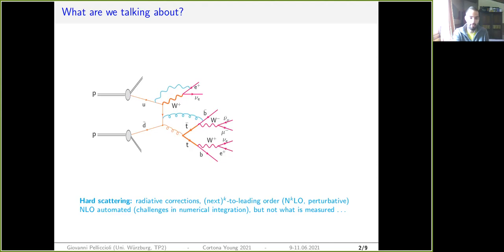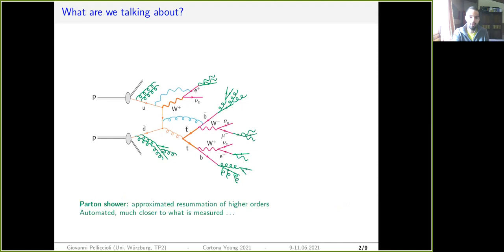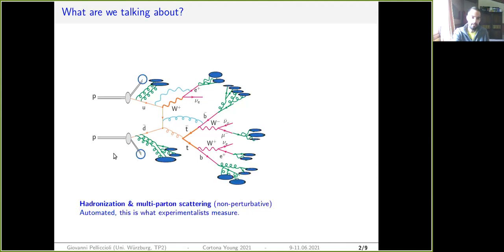In order to be much more realistic, we need to go beyond the perturbative description, and we need somehow to sum a certain class of dominant higher-order contributions via a sort of resummation, which is achieved by the so-called parton shower method. This is also automated. It is an approximation, of course, but gives results which are much closer to what is actually measured in the detectors. And what is measured in the end is the parton-showered result after hadronization and multi-parton scattering modeling.